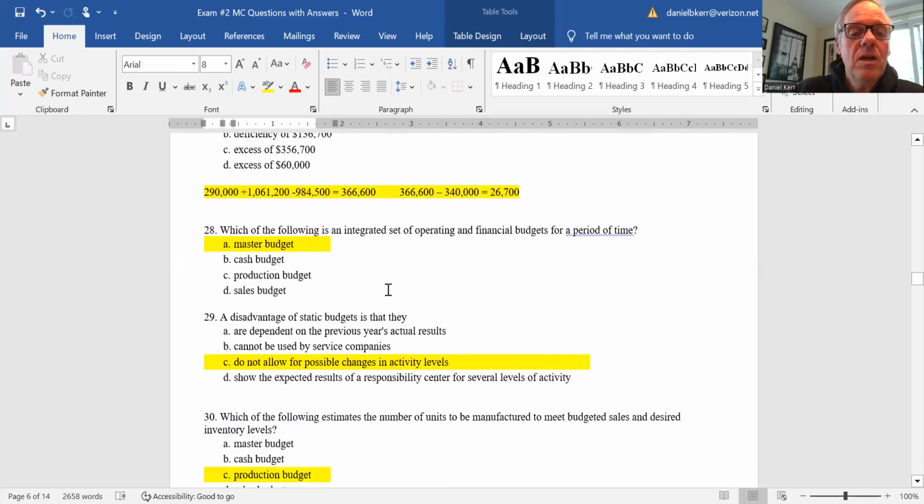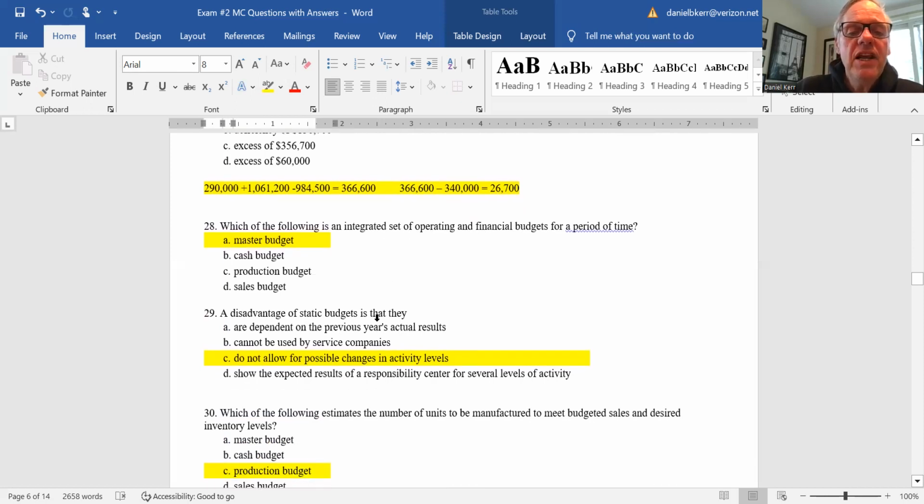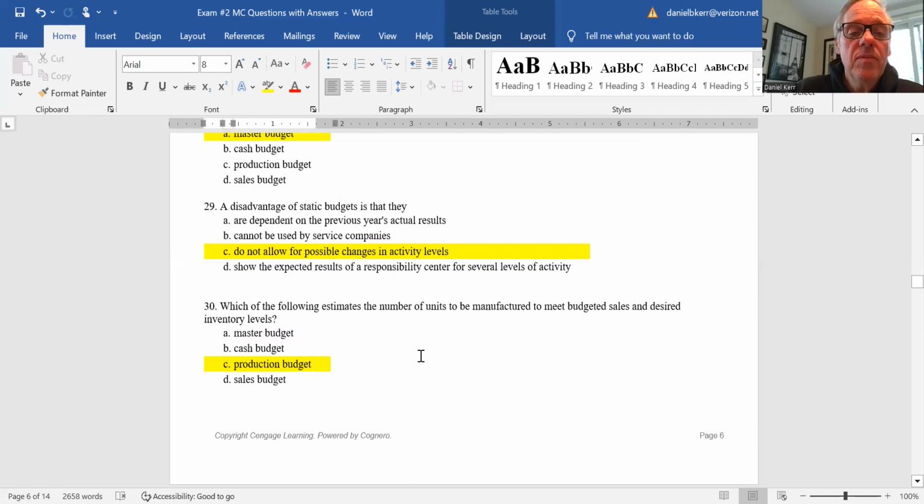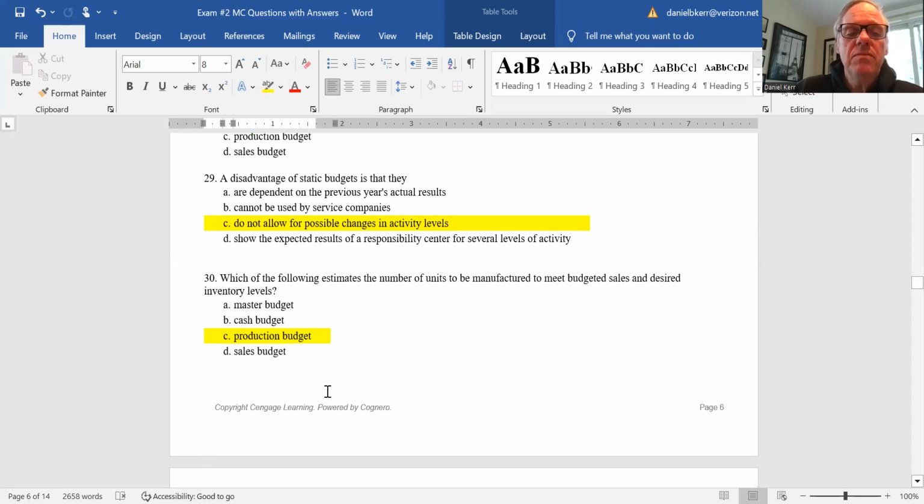29, a disadvantage of static budget. A static budget is where you just have one budget and you don't adjust it for activity levels. So it does not allow for possible changes in activity levels. That's a big disadvantage of static budgets. We did an example of that when we introduced budgeting. Which of the following estimates the number of units to be manufactured to meet budgeted and desired inventory levels? That's the definition of a production budget, C.